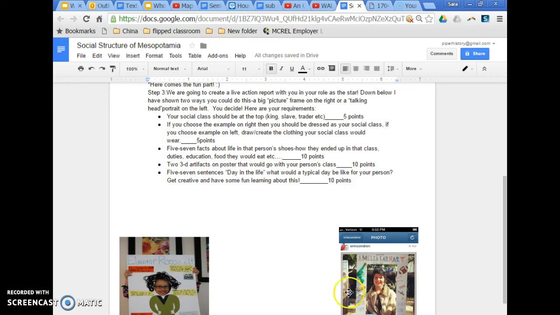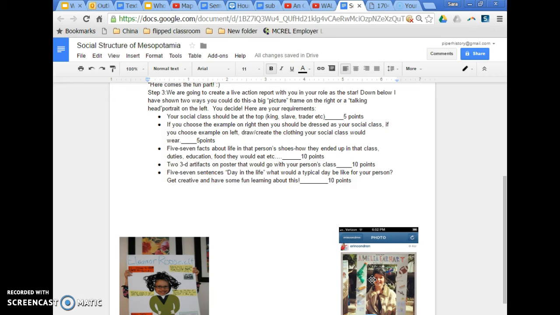Around your head and or body, 5 to 7 facts about life in that person's shoes. So for example, how did they end up in the class? For example, slaves: it has nothing to do with race. It is more about, are you a prisoner of war? Do you owe a debt to people? Do you owe them money? If you are a king, how did you get into that role?